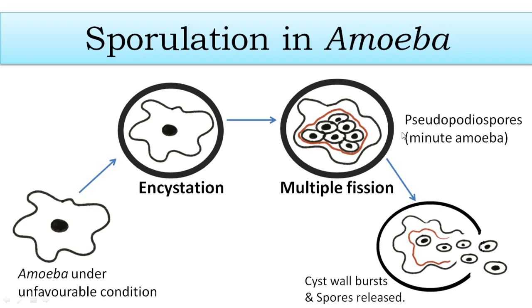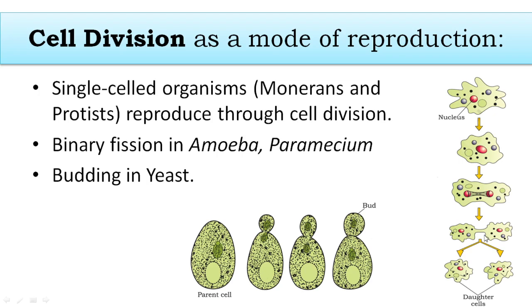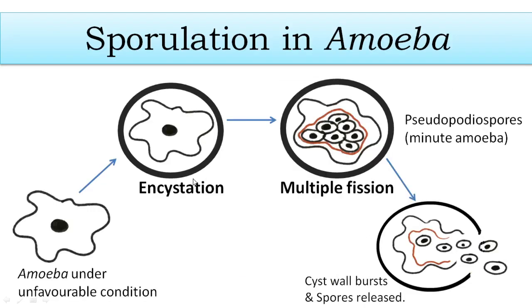Okay. Now, in special cases, amoeba divides through a different method. Amoeba divides through binary fission, right? Now here we have something called sporulation. Amoeba also reproduces through sporulation. Now let us try to understand what sporulation is. When amoeba is under unfavorable conditions, it covers itself with a cyst, and the process is called encystation.